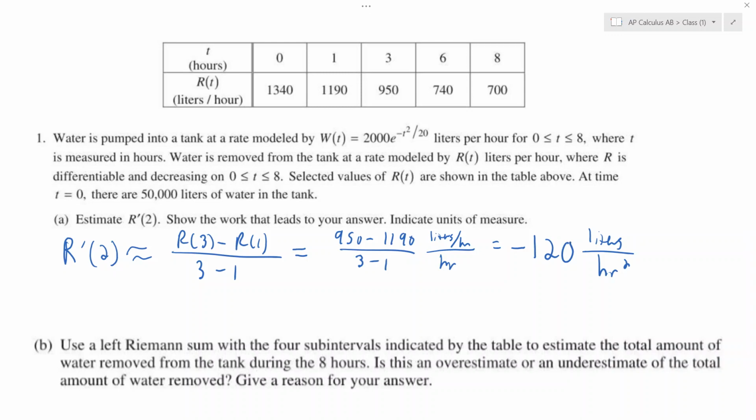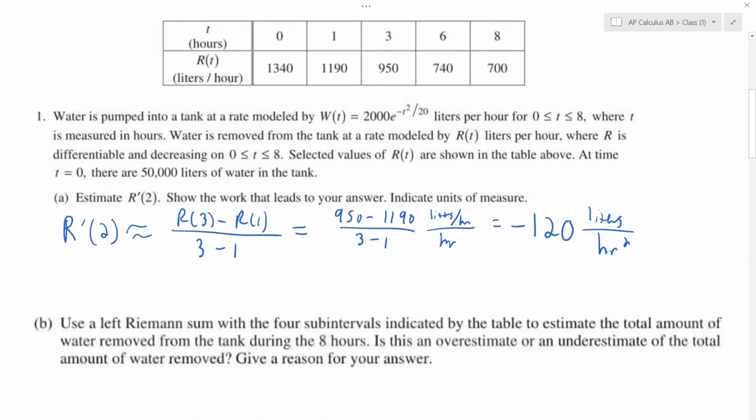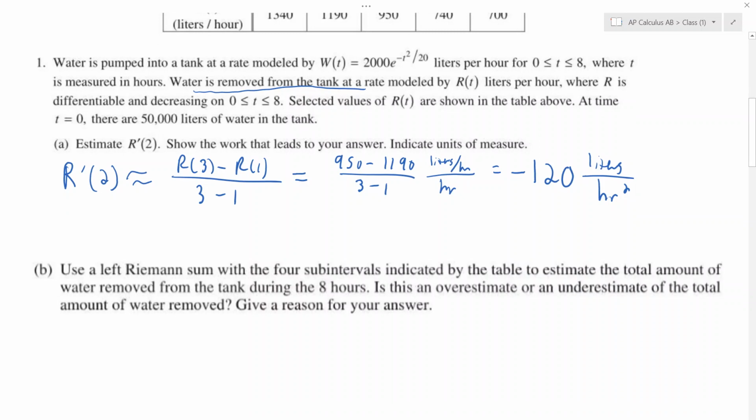Okay. The next one is where we got to do like a left Riemann sum, and they're asking us, remember, a Riemann sum always approximates an integral. So the integral of R of t, which is the rate that water is removed from the tank, should tell us how much water has been removed from the tank. That's what this value is going to approximate. All right. So we estimate the total amount by doing an integral from 0 to 8 of R of t dt. That is what we're approximating.